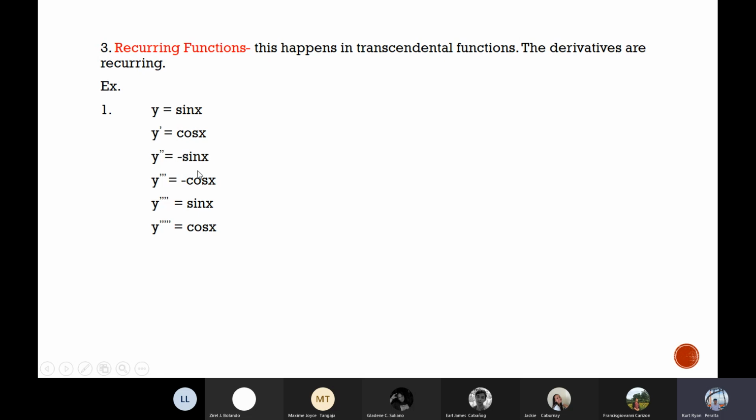The derivative of negative sine x is negative cosine x. Then we take out the negative again. Sorry, the derivative of cosine is negative sine x, then taking out the negative, it becomes positive sine x. Then the derivative of sine x is equal to cosine x. So as you can see, it keeps repeating. The first derivative is cosine x, and the fifth derivative of the function sine x is again cosine x. So this is one example of a function whose derivatives keep repeating.